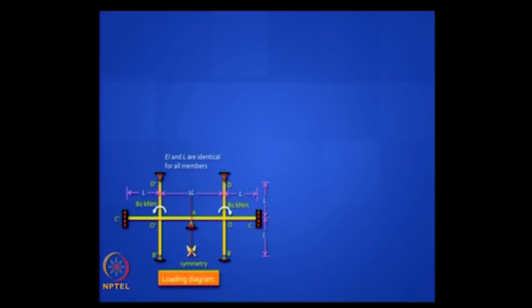Right half, because when you cut it at A, first you draw the deflected shape here. Do you agree the deflected shape will look like that? Why will the slope be 0 at A?